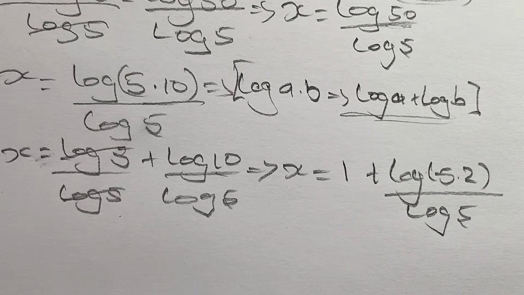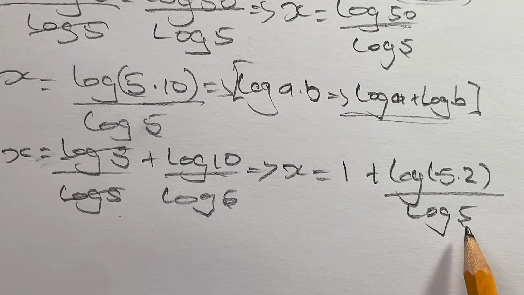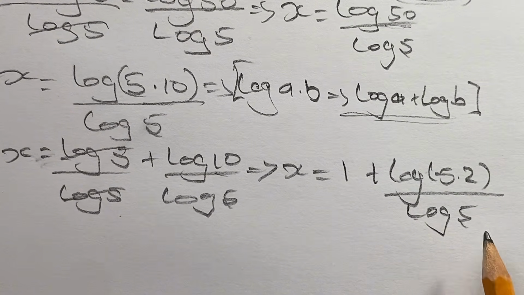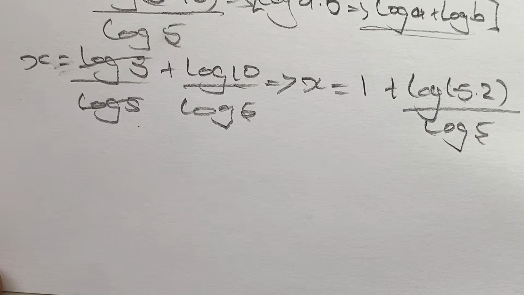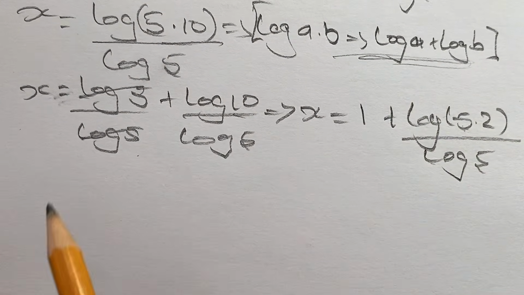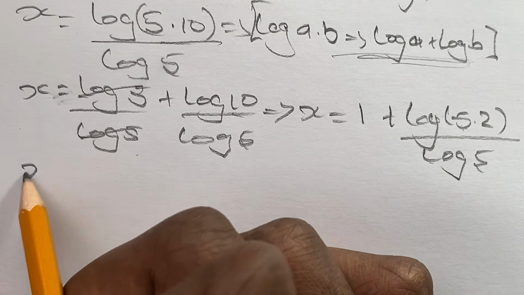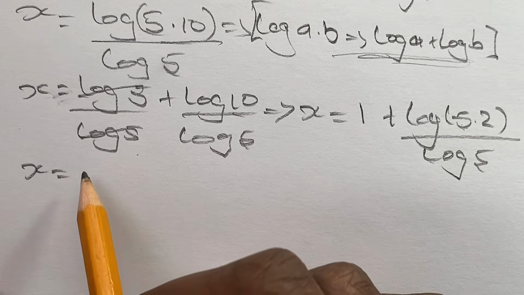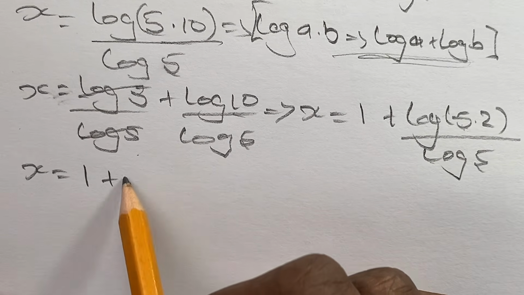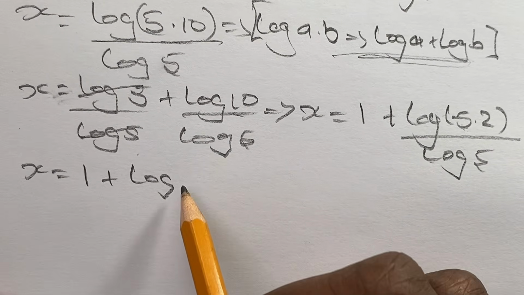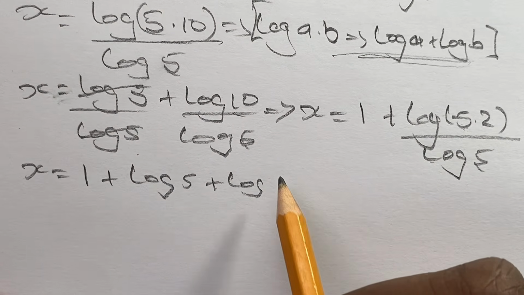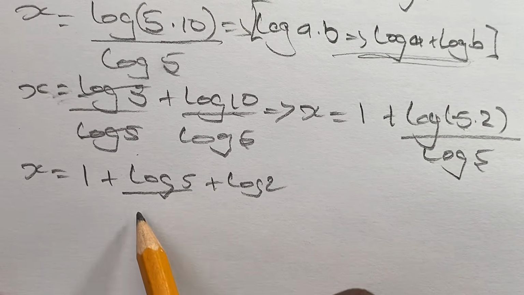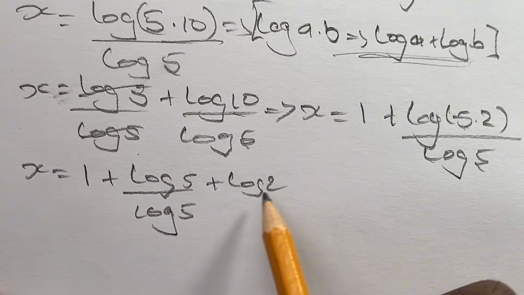So in doing this, you can see that we can simplify this further, with log 5 cancelling out log 5. We'll be rewriting it using the rule that we looked at earlier. So we say that x is equal to 1 plus log 5 plus log 2, and these are also over log 5.